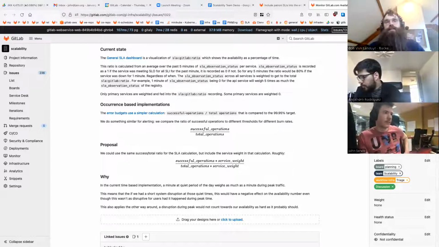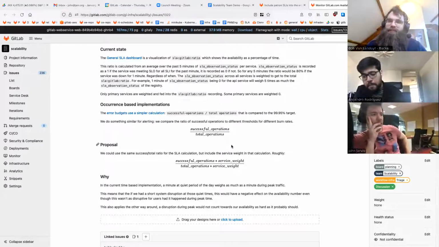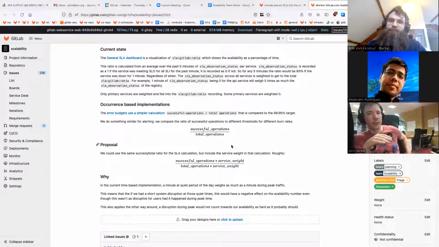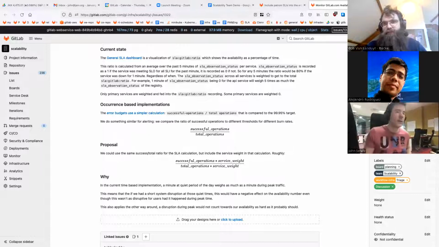And the reason why we want to try out an event-based thing is that a Sunday night will not weigh the same as a Monday morning if we're doing that. The numbers are going to be worse than what we currently present on the general SLA dashboard. So to put it another way, you're sort of normalizing the number of operations per service, right? You're trying to normalize them so that they're on equal footing, right? Does that sound right? Okay. That sounds right. Yeah, that's exactly right.